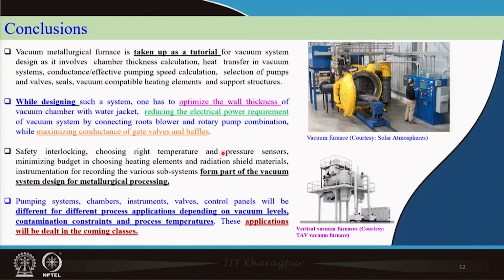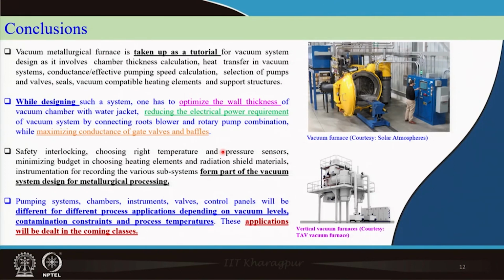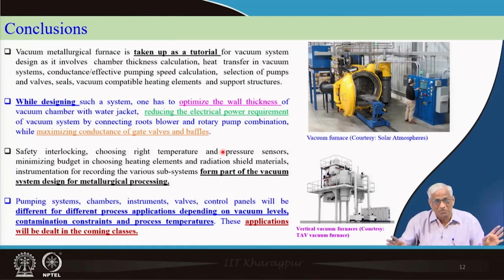Finally, you are designing, you should keep in mind to optimize the thickness, so that costly materials need not be purchased unnecessarily, and connecting rods in the support structures, you have to choose properly, otherwise huge mass will be there or huge heat transfer will be there. Exergy calculations you have to do, and maximizing the conductances by gate walls and minimizing the budget is another important thing, and interlocking safety is the most important thing.